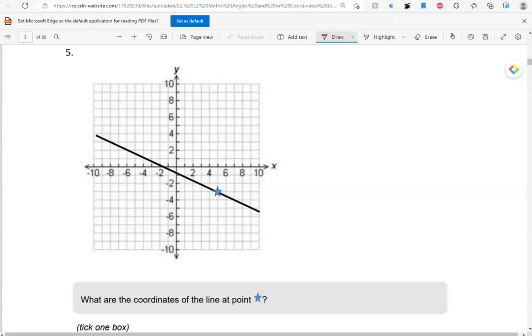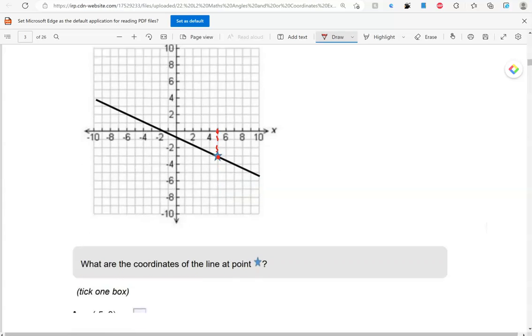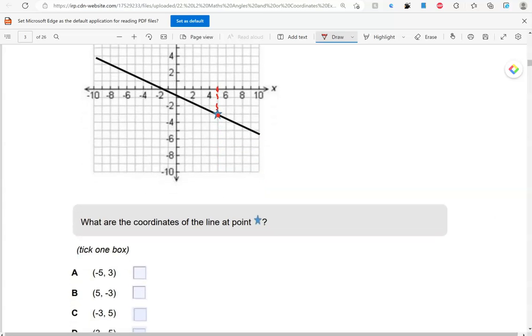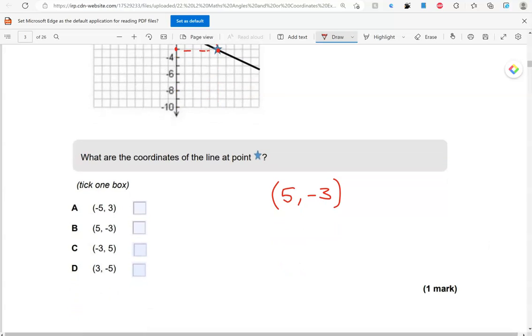What are the coordinates of the point represented by a star? So that's this one here, which goes up to 5. So the x coordinate for the point is 5. And the y coordinate is between -2 and -4, so that is -3. So that is option B.